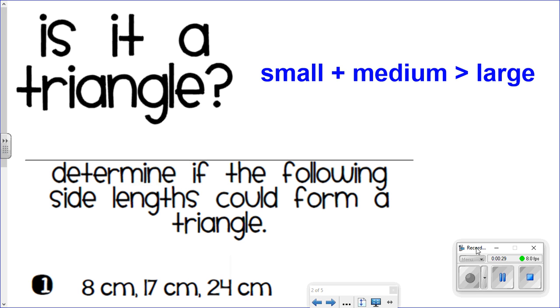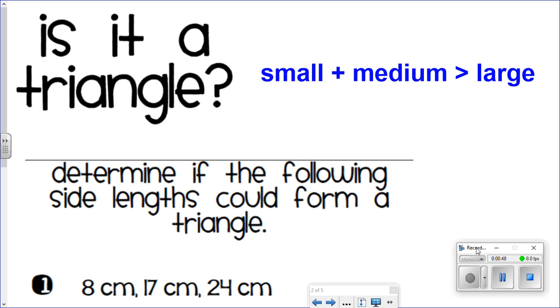The first thing we're going to talk about is how to determine if three sides make up a triangle. That's the "is it a triangle" piece. You add the small and medium length and see if they are bigger than the larger one. So take the two smaller side lengths and add them together. If that sum is greater than the largest one, then you have a triangle.